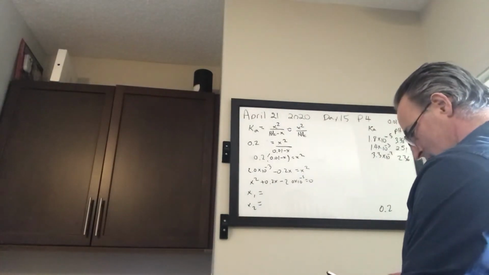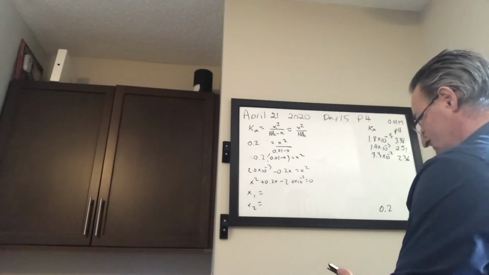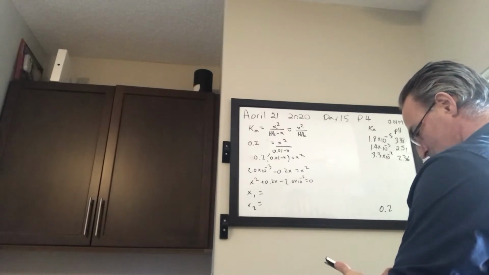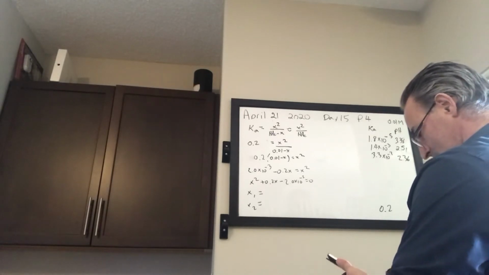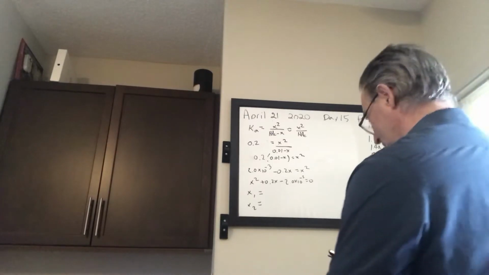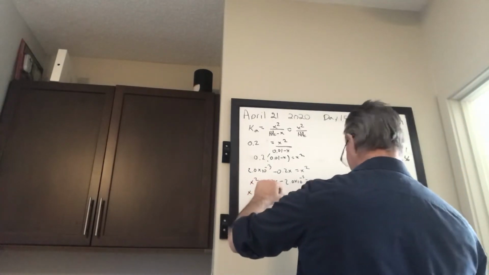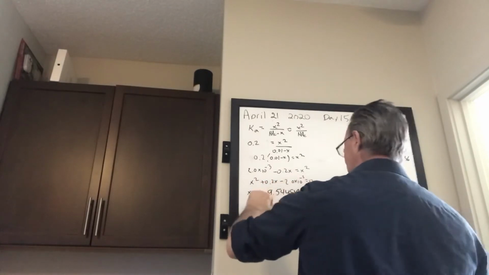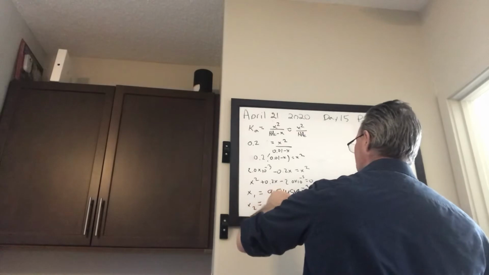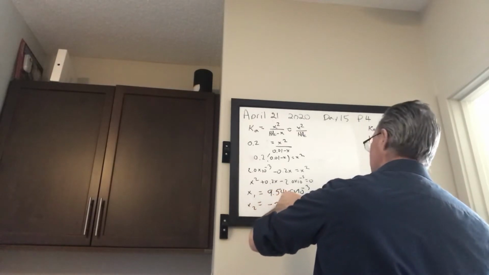The mode, equation, quadratic. First number is 1. Second number is 0.2. Third number is negative 2 exponent negative 3. And what you get is 9.5445 times 10 to the negative 3 and negative 2.095 times 10 to the negative 1.